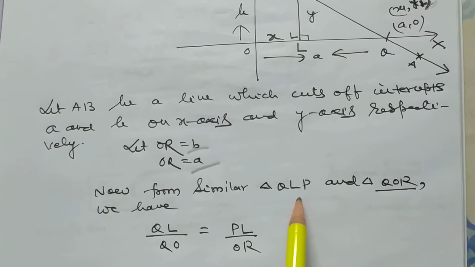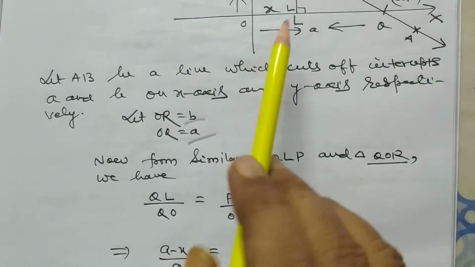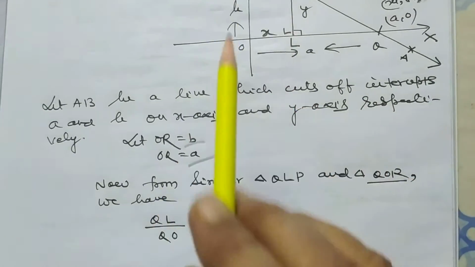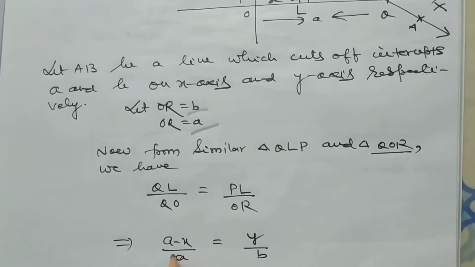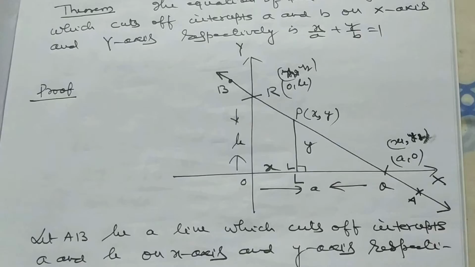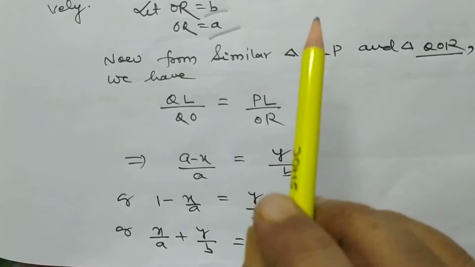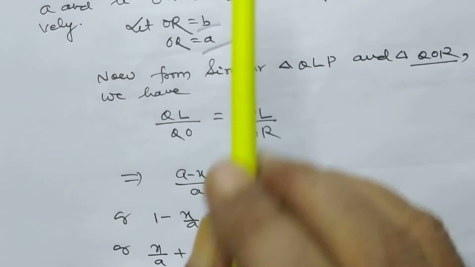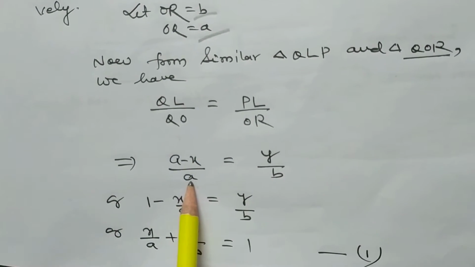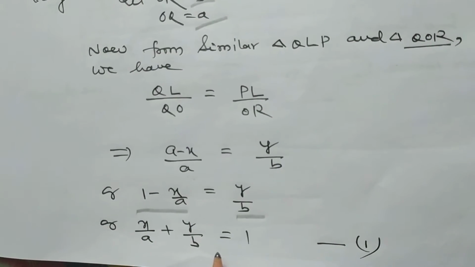Now from similar triangles QLP and QOR, QL by QO is equal to PL by OR. QL is equal to A minus X, QO is A, PL is equal to Y, and OR is equal to B. So A minus X by A is equal to Y by B, and it will be 1 minus X by A is equal to Y by B.